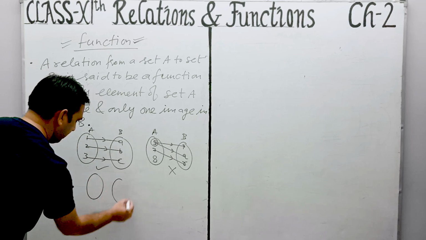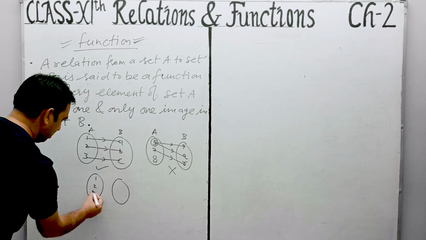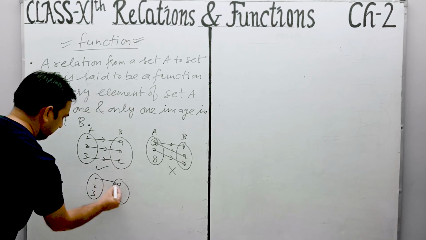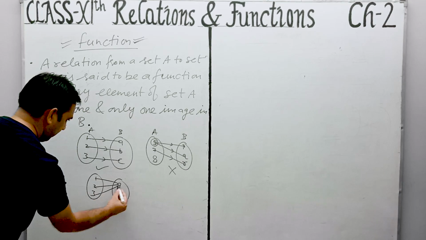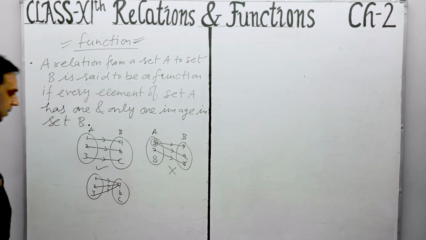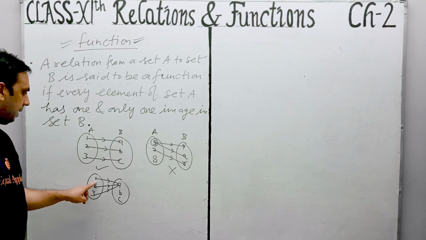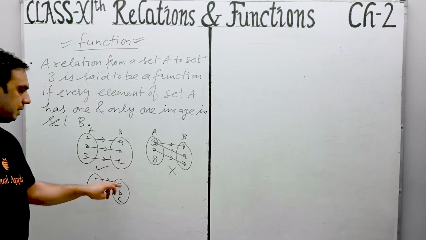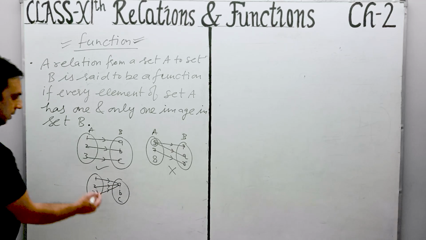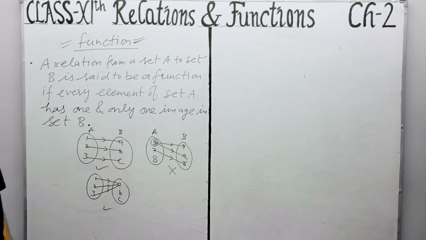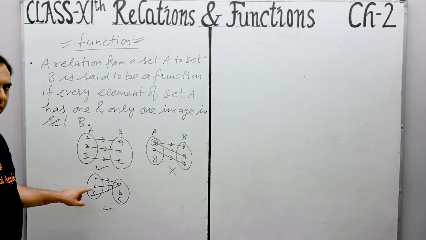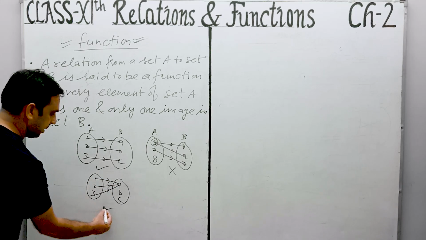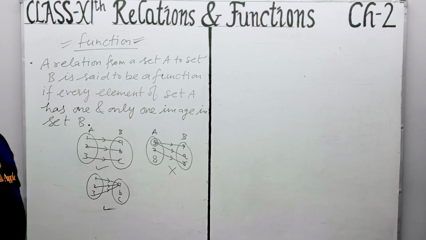One more example we can take here: 1, 2, 3, and A, B, and C. In this relation, we can see 1 has image A, 2 has image A, and 3 has image A. So this relation is called a function because every element of set A has a unique image, a single image, right? That's why this relation is called a function, right?